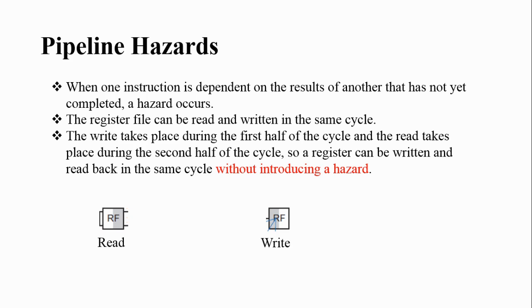So in the decode stage, what will happen? You need to read the content of R1 in the sub instruction, but R1 is not yet calculated because you have only reached the second stage. You have not reached the fifth stage. So R1 is not yet calculated, but you are trying to read from R1 in the next instruction. At that time, a pipeline hazard will occur because you are trying to read the result of one instruction, but that instruction is not yet completed.